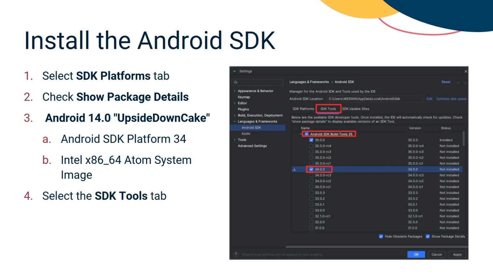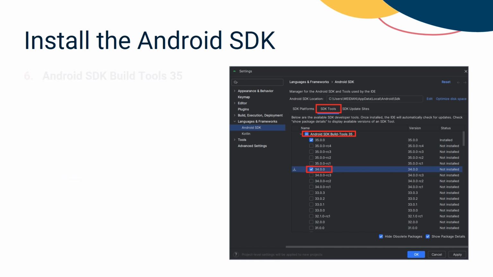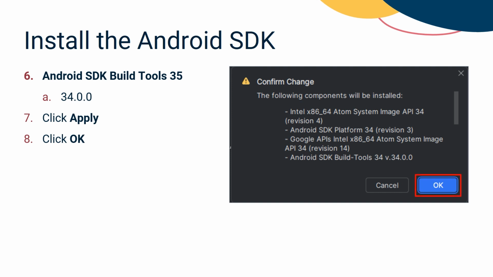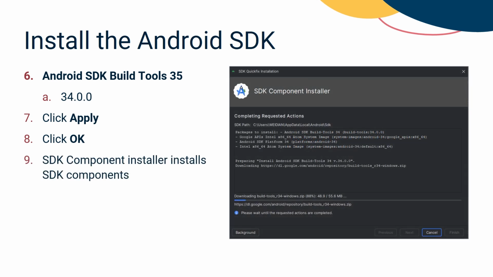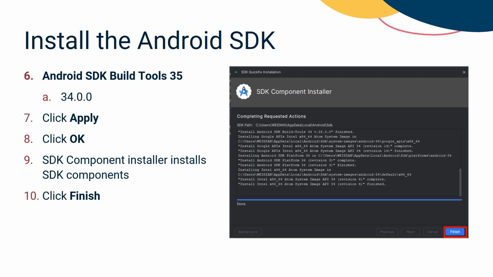On the SDK Tools tab, check the box next to Show Package Details here as well. Expand the Android SDK Build Tools 35 entry, then make sure that 34.0 is selected. Finally, click Apply, then click OK. The SDK Component Installer will download and install the Android SDK components and related build tools. When it's completed downloading the SDK, click Finish. Click OK to close the SDK Manager and return to Android Studio.